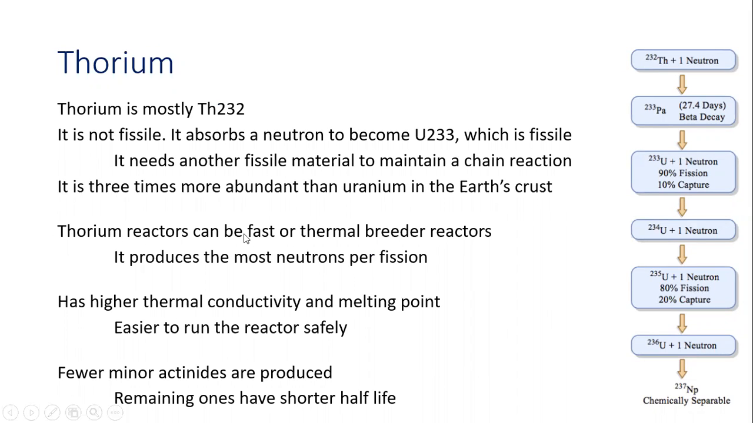Thorium reactors can be fast or thermal breeder reactors. It produces the most neutrons for fission. It has higher thermal conductivity and melting point, and it is easier to run the reactor safely.